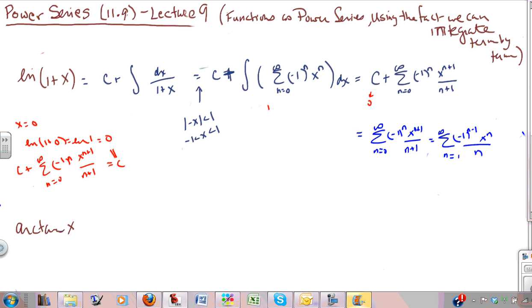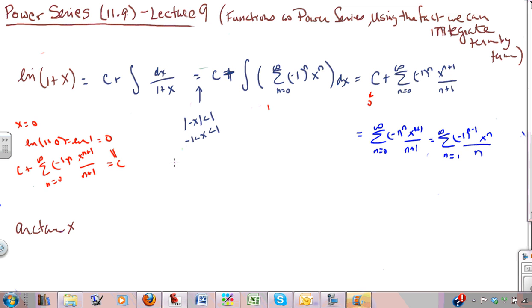So let's see if we can figure out what the interval of convergence is. We know it converges between negative 1 and 1. It diverges when x is bigger than 1 or less than negative 1. But we've got to check and see what's happening at x equals 1 and negative 1.